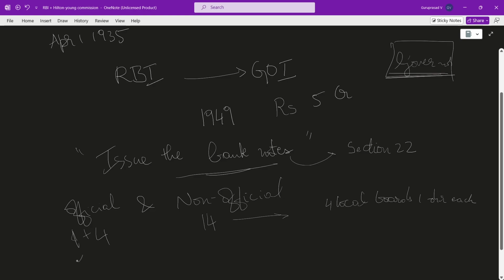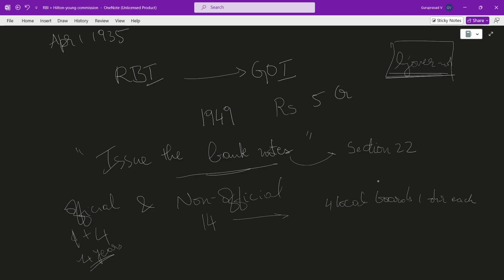And the governor is appointed or nominated for only 4 years, and it can be further extended by 2 years in case the central board, the government, decides to continue with the governor.